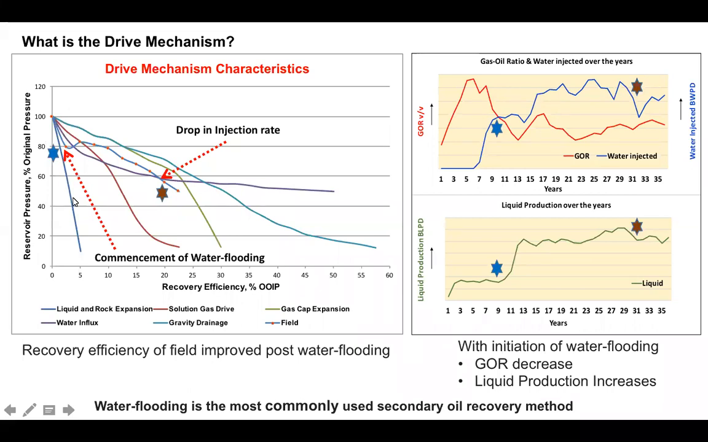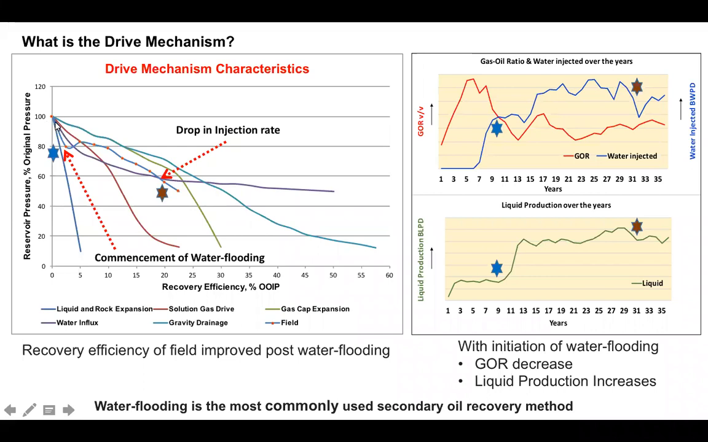So this blue one is the plot for a reservoir which is producing with liquid and rock expansion drive. This brown one is on solution gas drive. This green one is on gas cap expansion. The purple one is on water influx, and this cyan one is on gravity drainage, which is again a more ideal type of reservoir, which we don't see that commonly. This blue line with orange dots is the data of a real field.